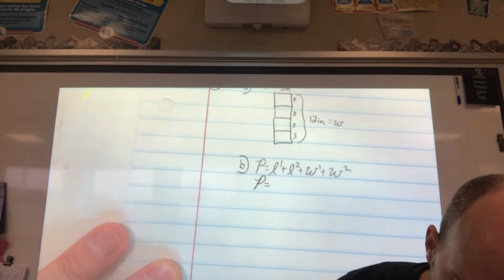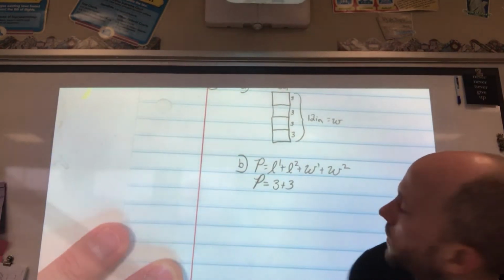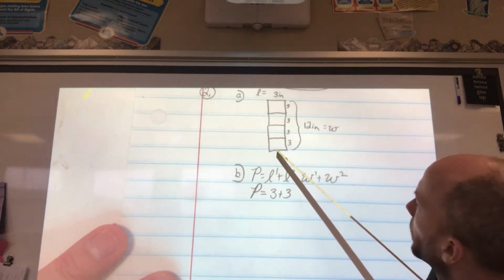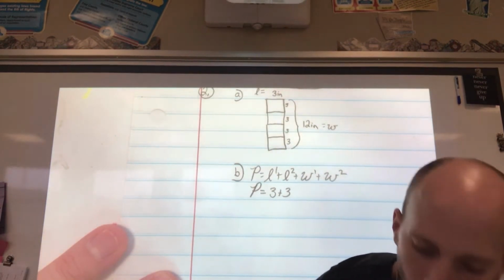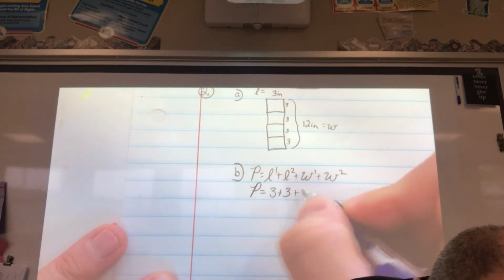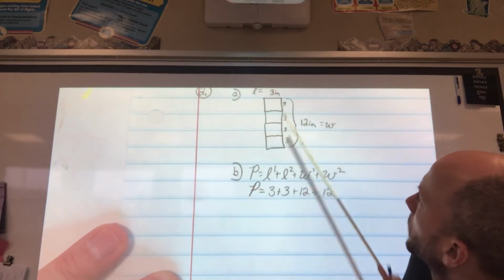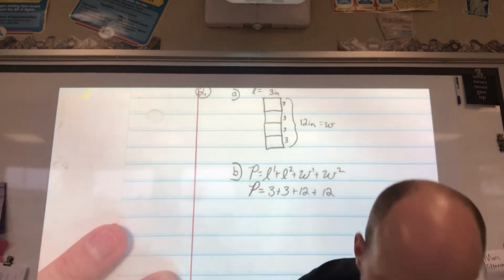So my length is 3. The other length is 3. So that's the top here is 3, and the bottom down here is also 3. So here and here are 3. And then my width is 12. My other width is 12. Okay, so this is 12 on this side, and it's 12 on this side.